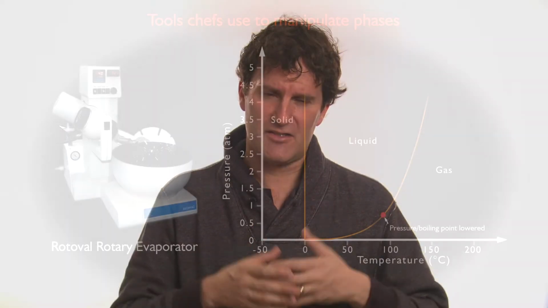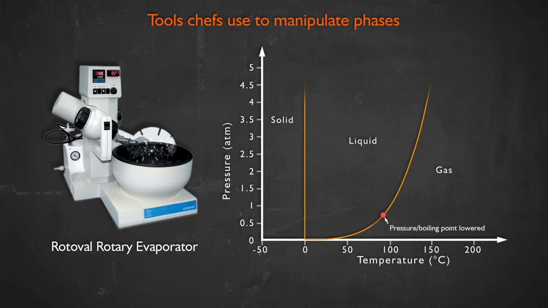So the final piece of apparatus that I'd like to discuss, that we will discuss also further in this class, is called the rotovap. The rotovap, that's a short name for rotary evaporator, operates by lowering the pressure that you're cooking something in. So, for example, a rotary evaporator can take something and lower the pressure by, say, 25%.